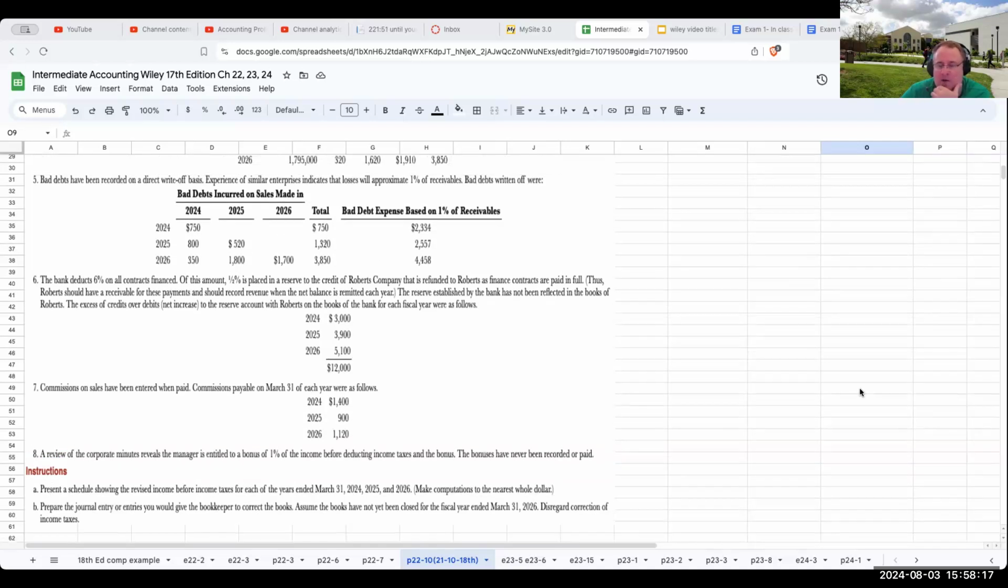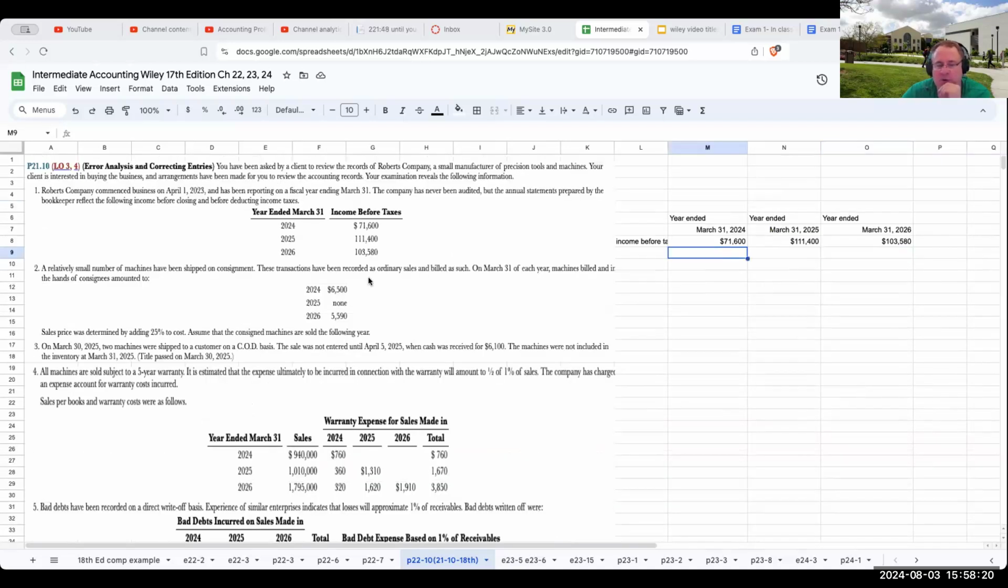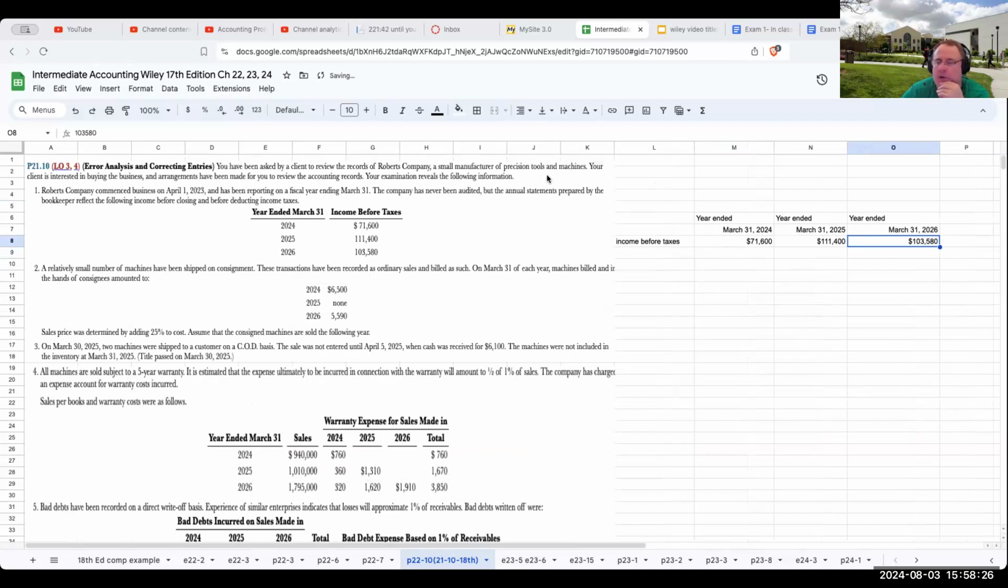Okay. So the first thing we need to do is look here. We're going to start over here with our schedule of the income before income taxes. And then we're going to look at each of these different items and figure out what needs to be adjusted. So let's read through these.